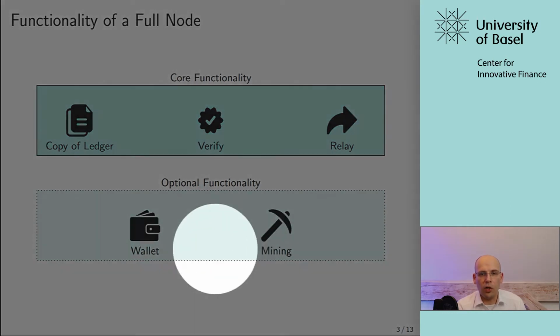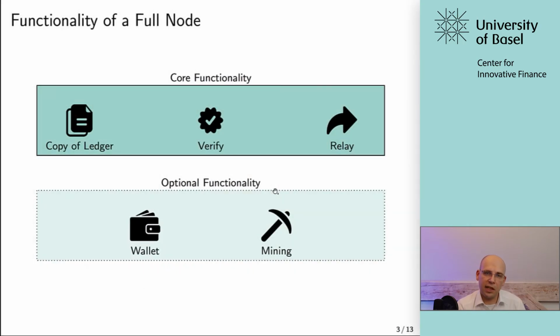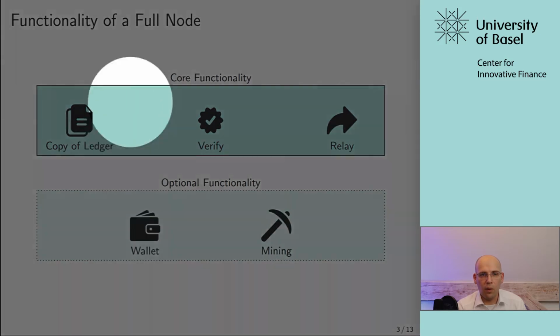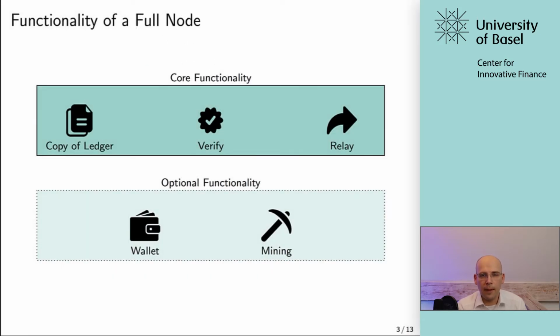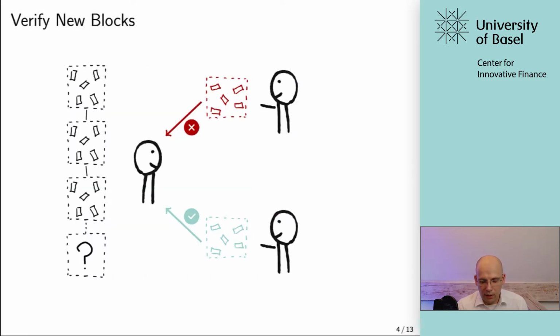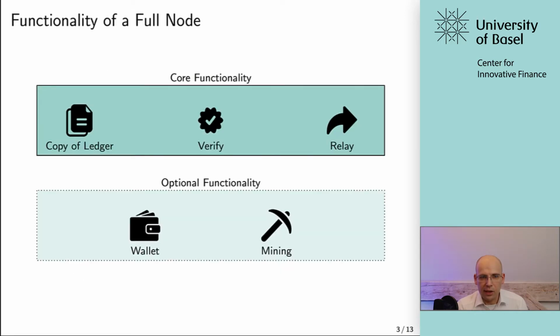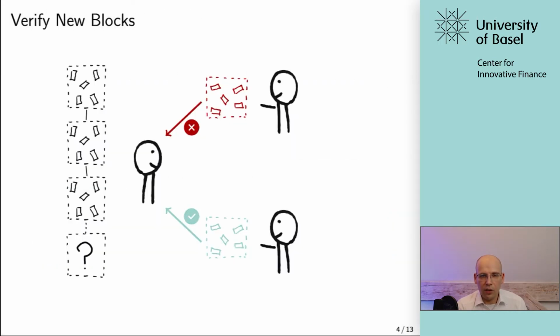And these are really optional functionalities that don't necessarily have to be in a client for it to be called a full node. Okay. So when we look at the various functionalities, let's go with the copy of the ledger and the verification. Copy of the ledger is explained quite easily. You store the entire Bitcoin blockchain on your computer. It is part of the client.